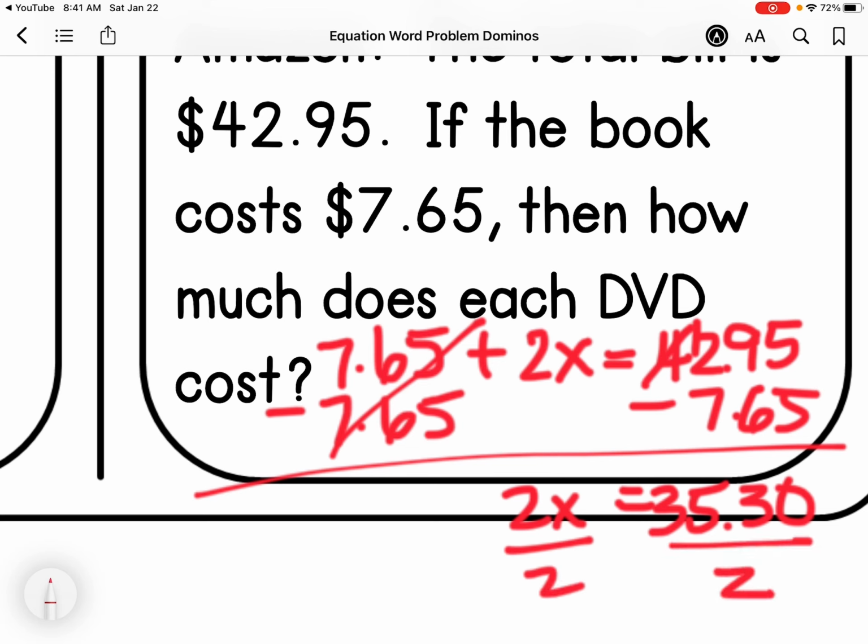Okay, so I've got $35.30. And we're dividing by 2. So $17.65 is how much each DVD costs.